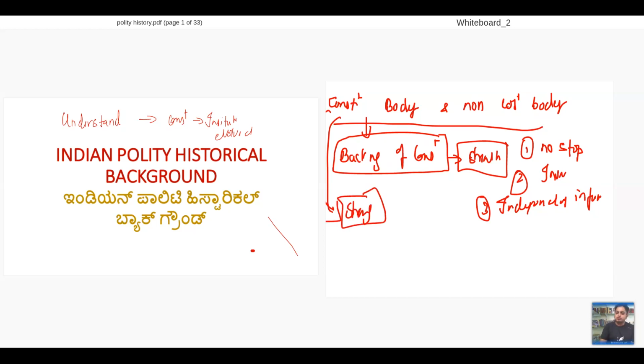A non-constitutional body won't have this backup. Example, your Election Commission, your CAG. These have the backing of the constitution, so they'll be really strong. UPSC also, yes. So backing of the constitution plays a very important role, and whenever we put something under the constitution, it makes it stronger. So constitutionality of any independent body will make it stronger. So we should make things constitutional.